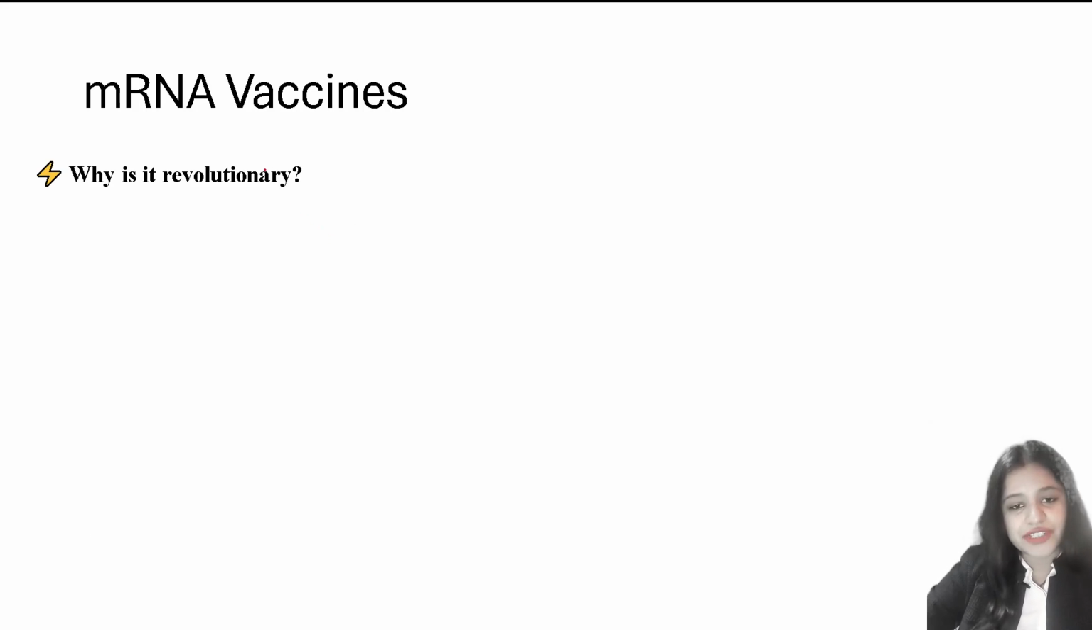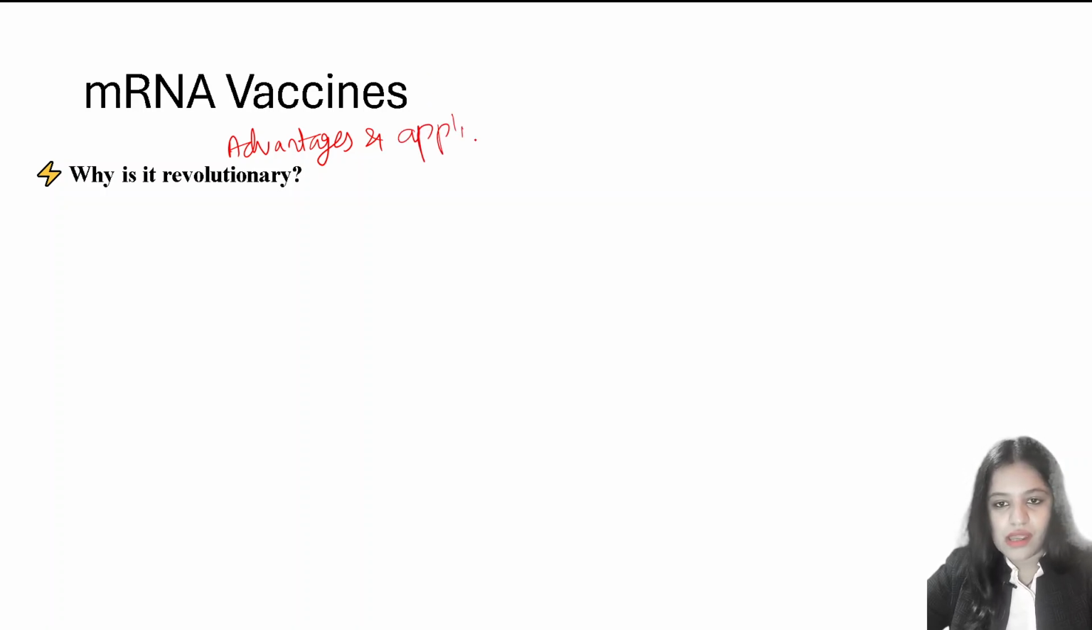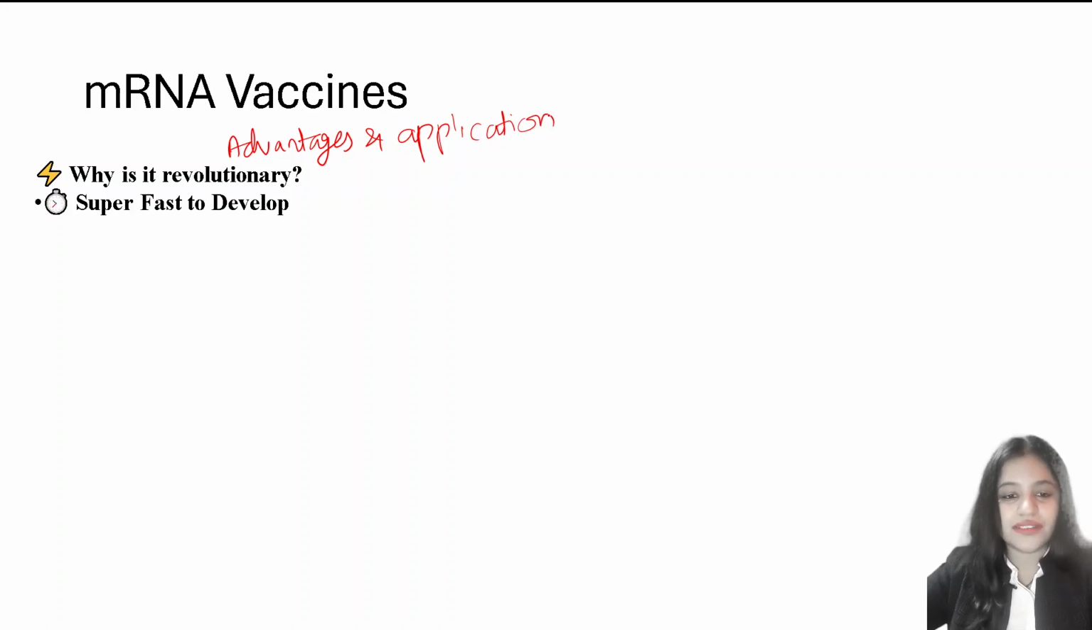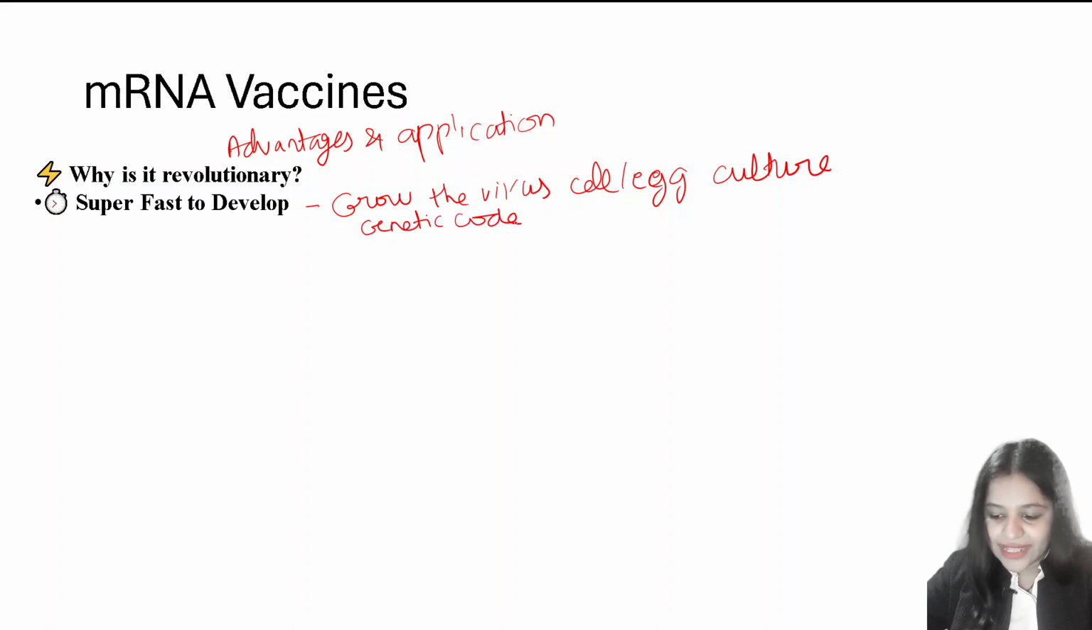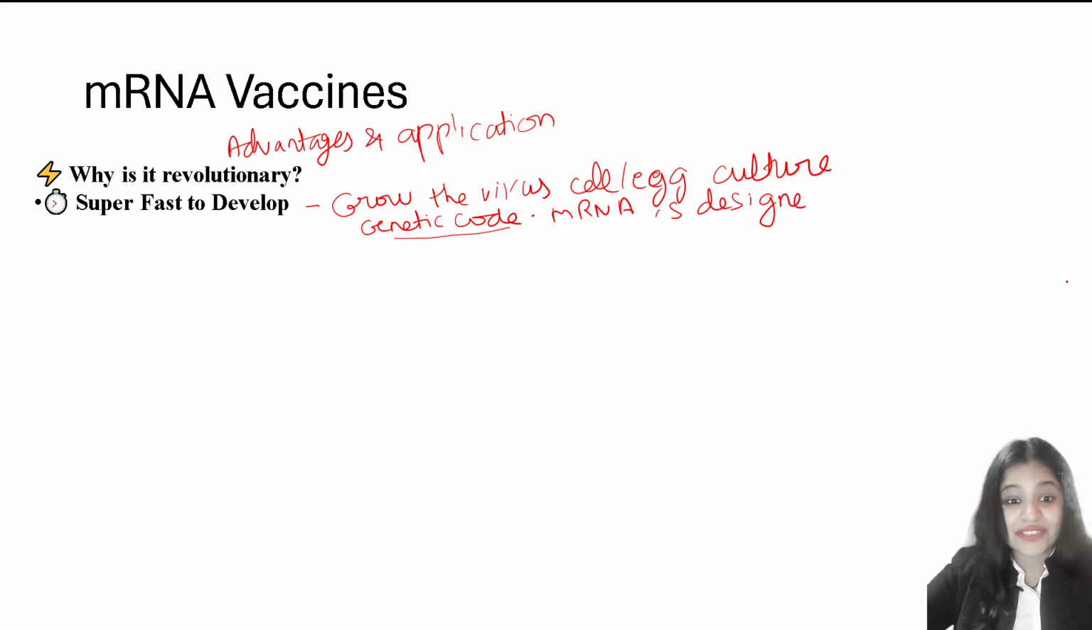Now, let's see why it is so revolutionary. Here we talk about the advantages and the applications of the mRNA vaccine. So, what is the first advantage? The first advantage is that it is super fast to develop. You don't need to grow the whole virus via cell culture or egg culture. All you need is the genetic code. Once you have the genetic code and your mRNA is designed, you can have mass production of your vaccine. That's why it's super fast to develop.